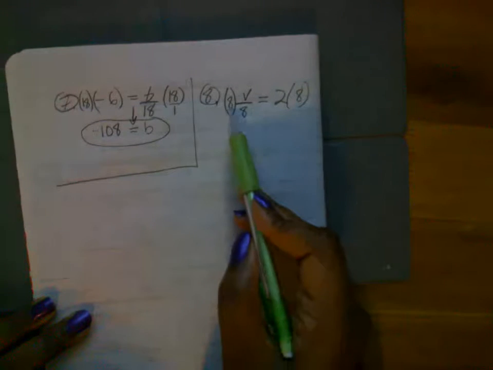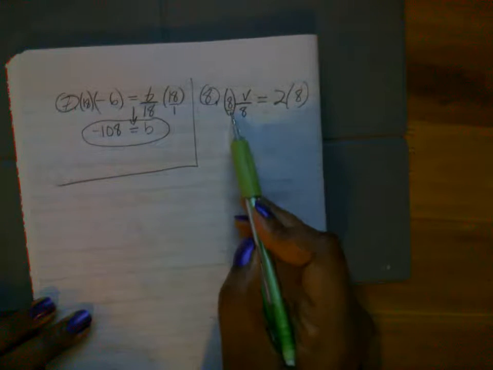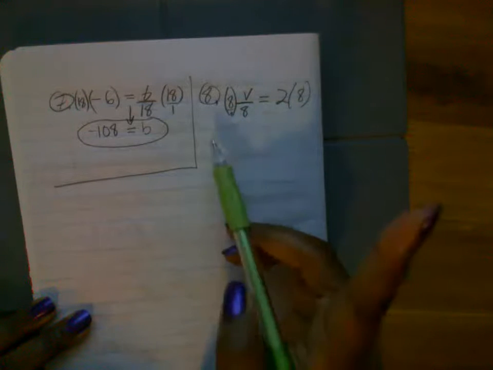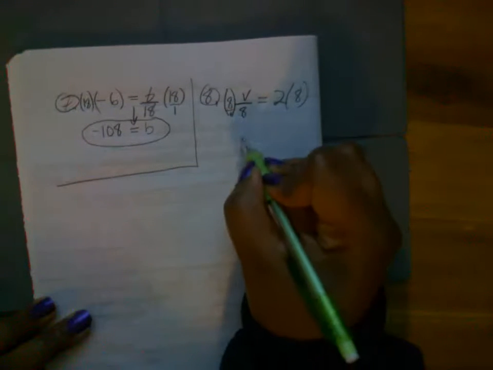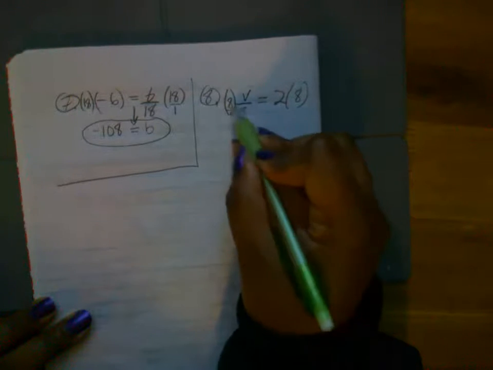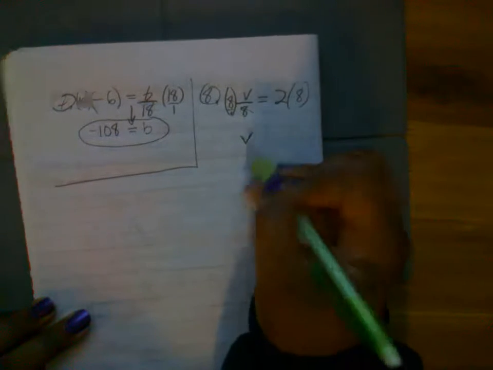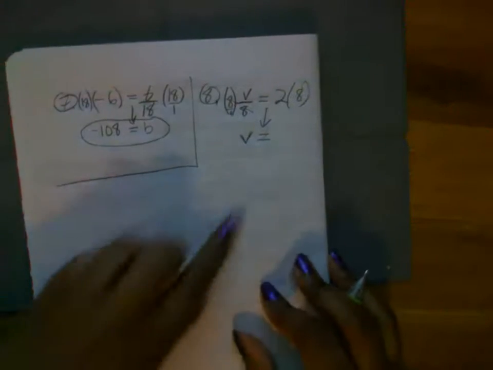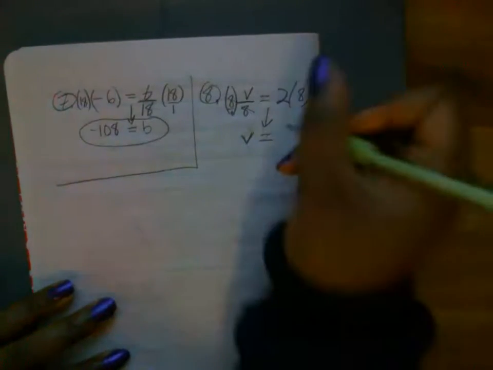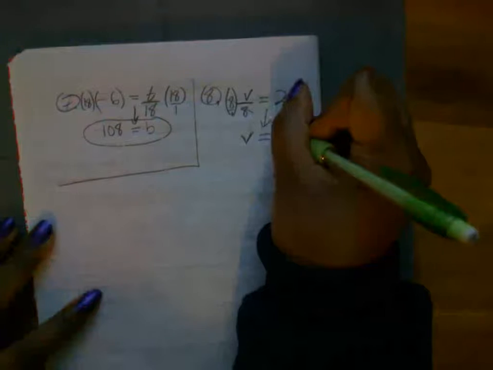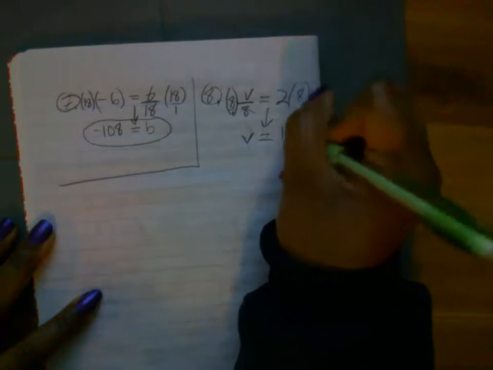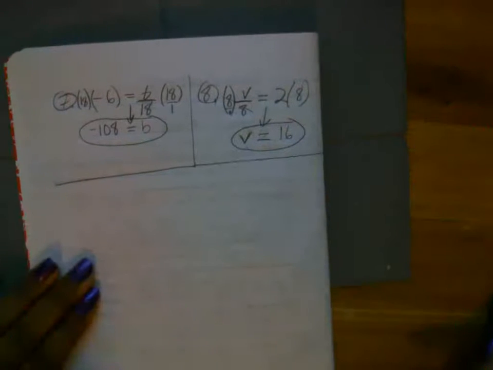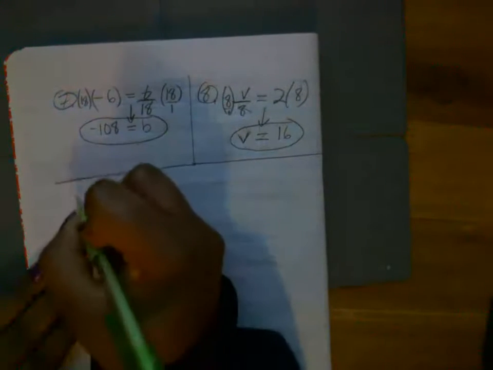Here, if I was to multiply straight across, with a 1 on the bottom, 8 divided by 8 is going to give me 1. 8 goes into 8 one time. So this is 1v. The 8's cancel out here, so you're left with v. Bring down the equal sign. Then you have 2 times 8. What's 2 times 8? Okay, very good. It's 16. Number 9.